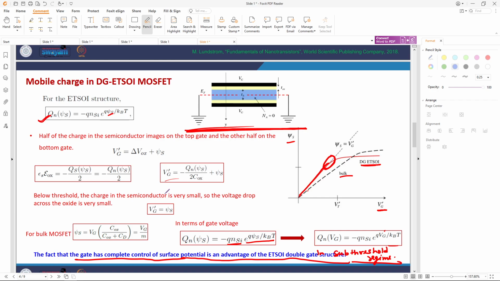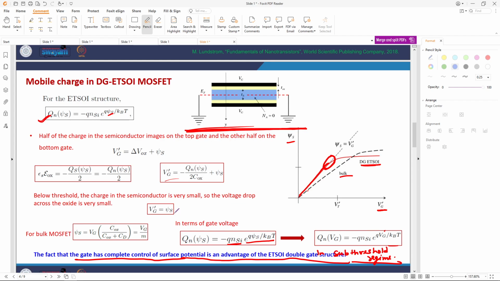Where is the body coefficient? Where have they derived it? Oh yes, they have. So Vg prime is equal to psi s. There is no body coefficient here. The body coefficient is one because CD is zero. So the only potential drop from the gate to the silicon is across the oxide capacitance. So Vg dash is equal to minus this quantity, and because of that, Vg dash is equal to psi s.